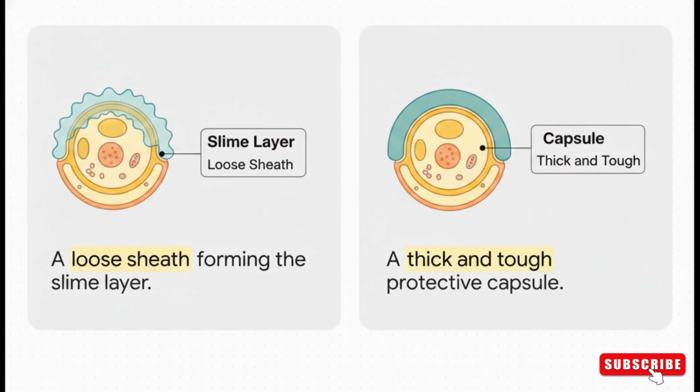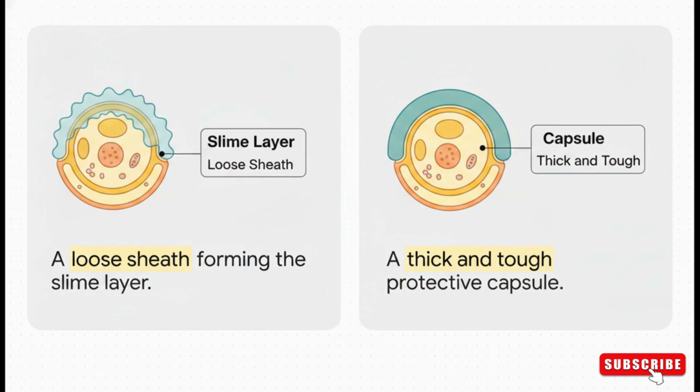What's really fascinating is how that very first layer, the glycocalyx, can totally change a bacterium's personality. It varies a lot in thickness and makeup from one bacterium to the next. In some, it's just a loose sheath. We call that a slime layer. But in others, it's incredibly thick and tough. When it's built like that, it's called a capsule. This is a very common place to get tripped up, so definitely remember the difference between the loose slime layer and the tough capsule.